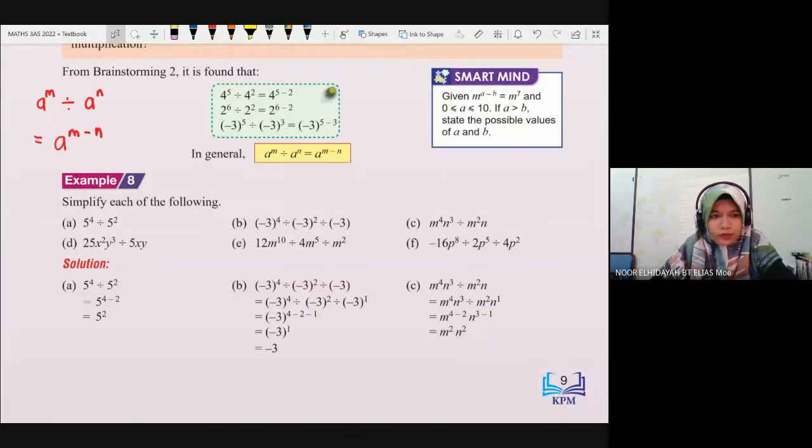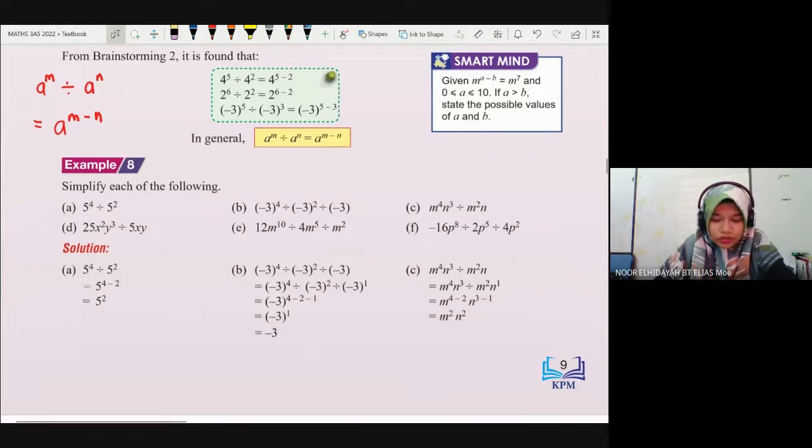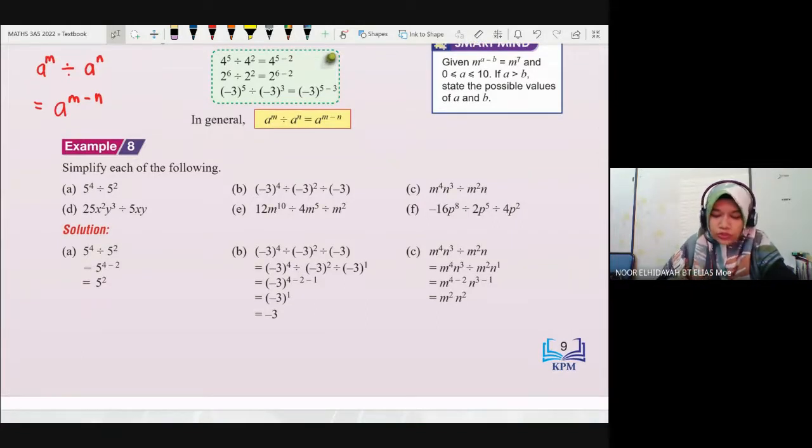Alright, now kita tengok pada example 8, simplify. Okay, kalau soalan ni simplified, no need to find the value. Okay, if the question asks you to solve, then you have to find the value. Okay, the keyword that you have to know. Simplified, no need to find the value. Solve, you have to find the value. Alright, in this question, it asks you to simplify each of the following. So, you must give in the index form. Use the law of indices. Alright, so 4 to the power of 5, yang macam contoh yang cikgu tunjukkan tadi lah, you will get, okay, you subtract the index 4 minus 2, so it's 2. The index is 2. Alright, now in example B, okay, negative 3 to the power of 4.